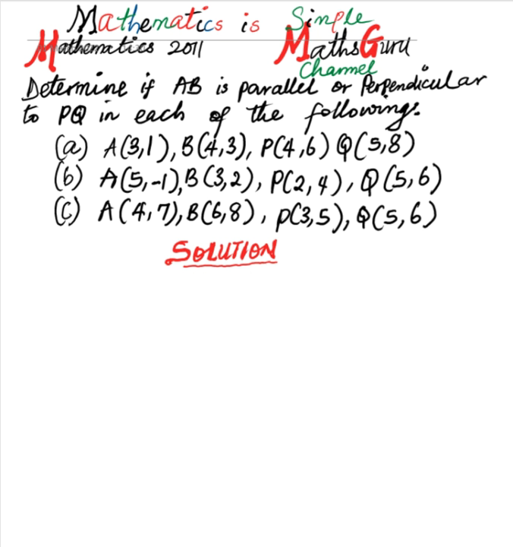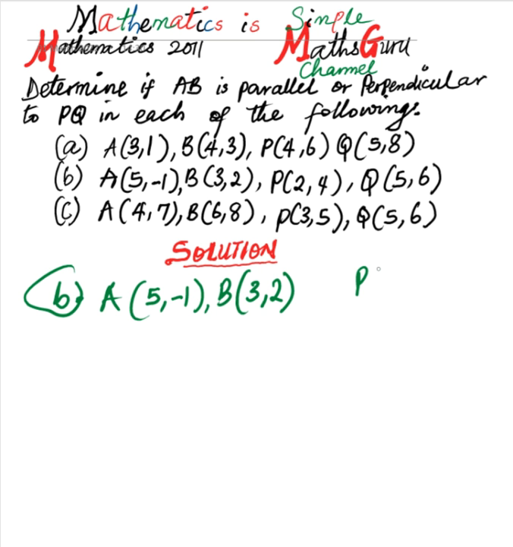All right, let us now look at the B part. We have A to be (5, -1), and B, the coordinates are (3, 2). Then we go to P, we have the coordinates to be (2, 4), and we have Q, the coordinates (5, 6).